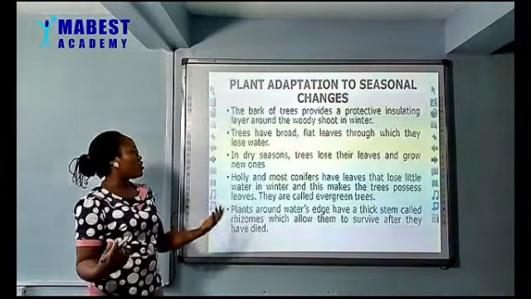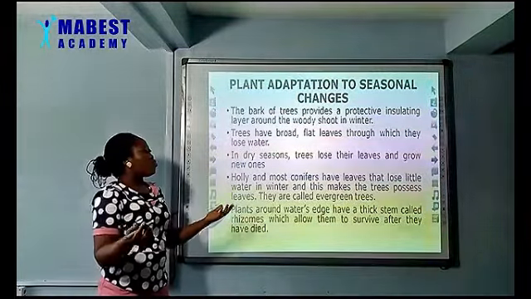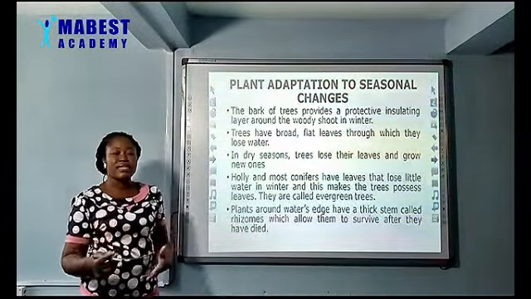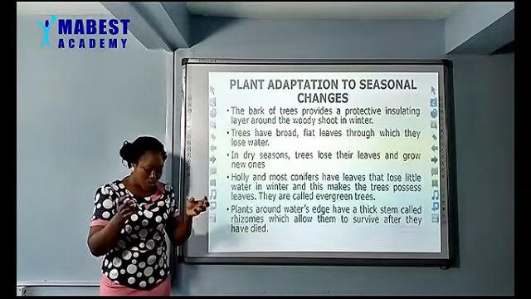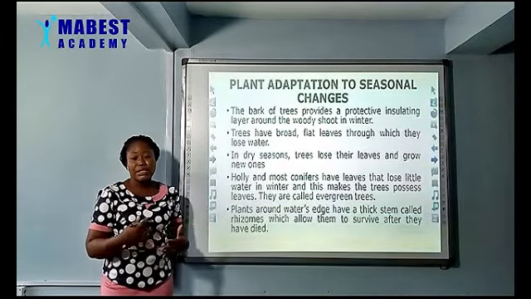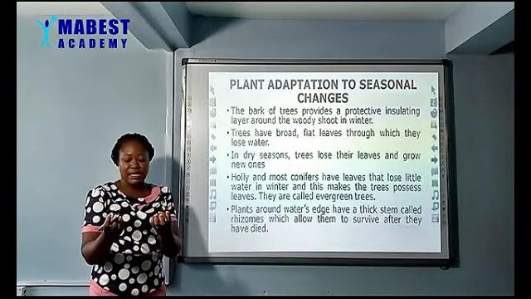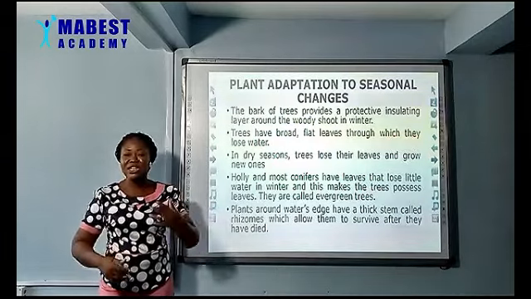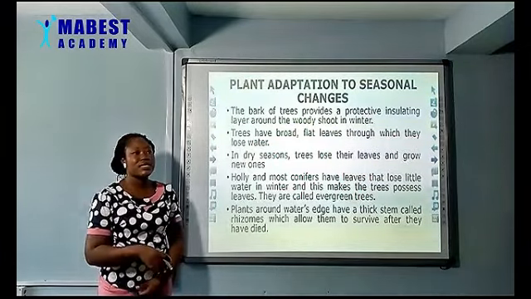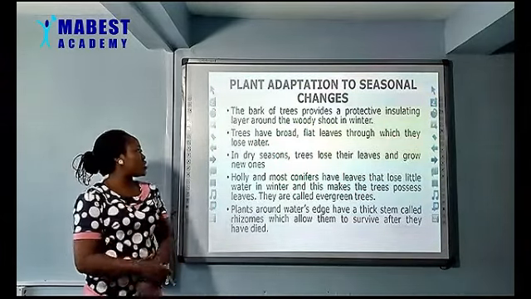The trees have broad leaves, through which they lose water. That is the process called evaporation. Because if they don't lose water to the environment, their leaves become saggy, and they can easily get destroyed. So they need to lose water to the environment for evaporation to take place.